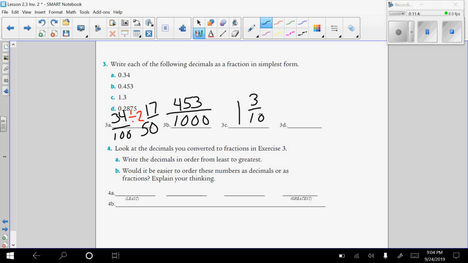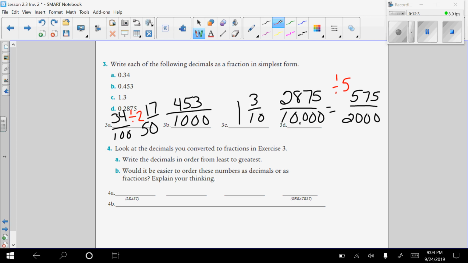The last one has 4 digits. That means my denominator has to have 4 zeros. So it's 2,875 10,000ths. 4 zeros. And if I'm going to divide that up, I can start by either looking at 5, because they both end in a 0 and a 5, or I could look bigger if I see it. I'm going to start with 5 and divide by 5. There I'm going to end up with 575 over 2,000.